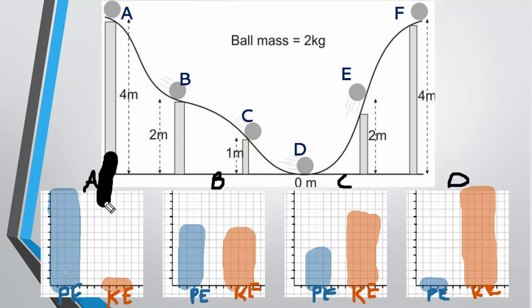Now, looking at the ball going back up the hill, notice that point A and point F have the same height. So our graph for A will also be the same as F. And our graph for E will be the same as B because the balls are at the same height.